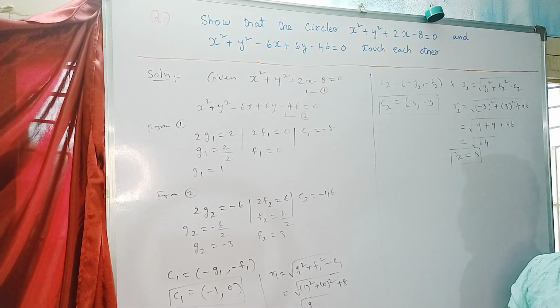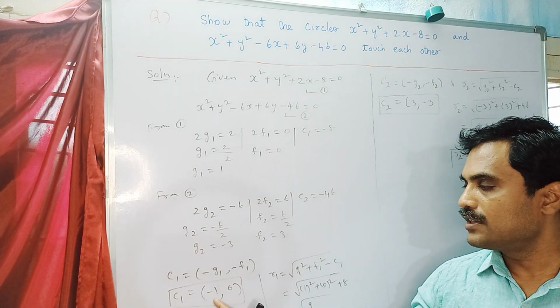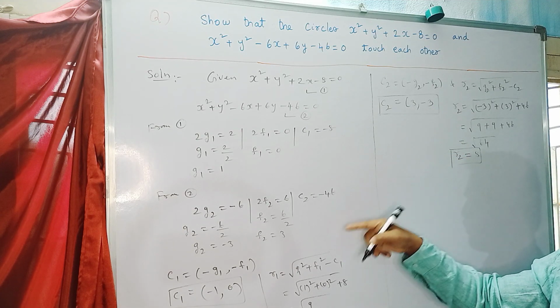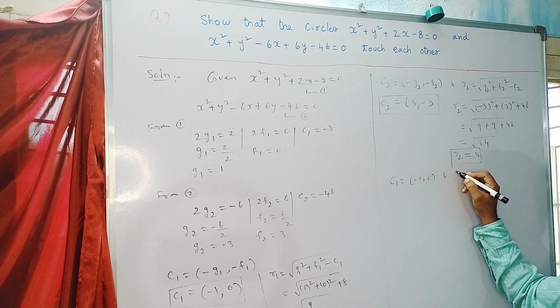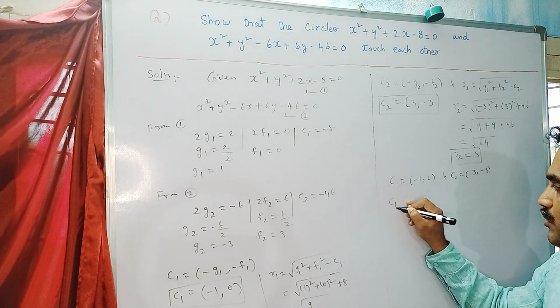Now what is the next step? You need to find the distance between c1 and c2. So c1 point is minus 1 comma 0 and c2 is 3 comma minus 3. So given c1 equal to minus 1 comma 0 and c2 equal to 3 comma minus 3. So find the distance between these 2 points.